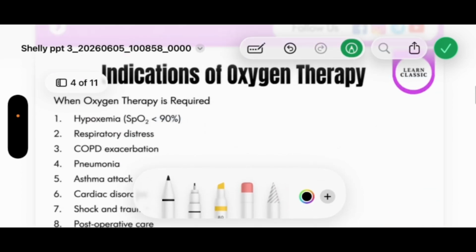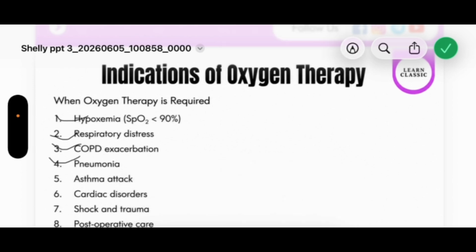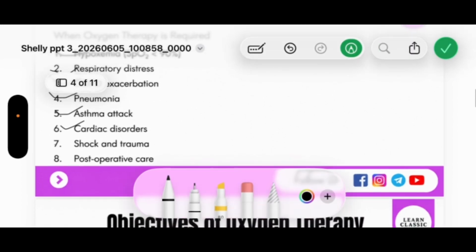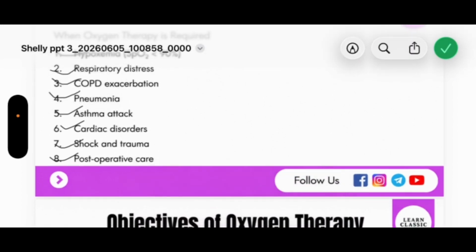Next, we will discuss the indications of oxygen therapy, when we are going to administer oxygen to patients. When there is a low saturation level below 90%, that is hypoxemia. Then respiratory distress, when the person is unable to breathe. Then chronic obstructive pulmonary disorder. Then pneumonia; in cases of pneumonia also oxygen is required. Asthma attack, cardiac disorders, shock and trauma, and post-operative care. In these cases we generally administer oxygen.